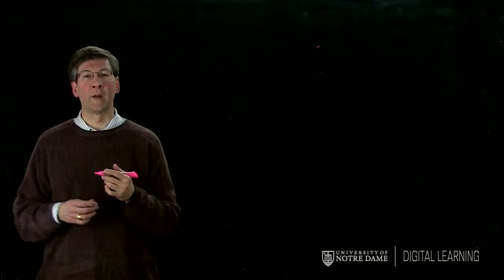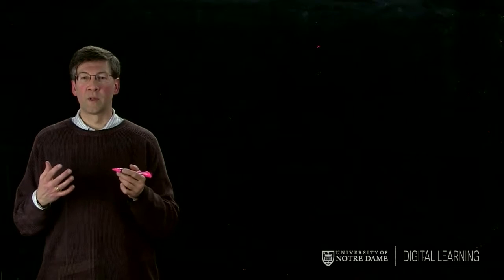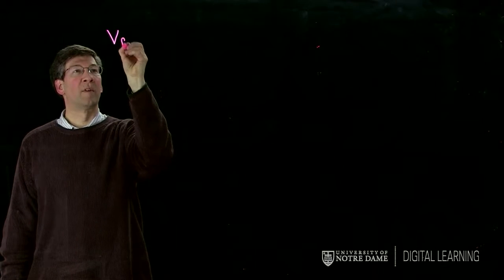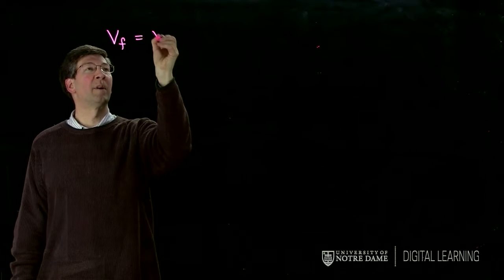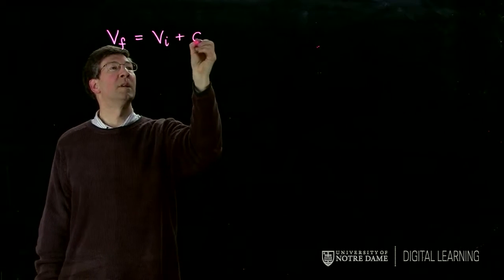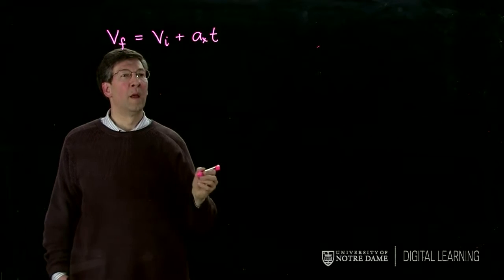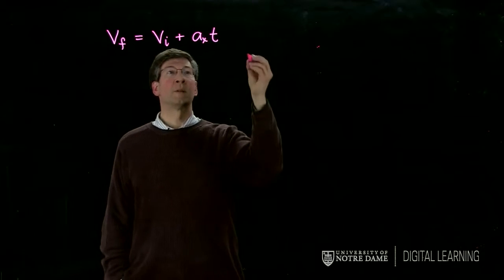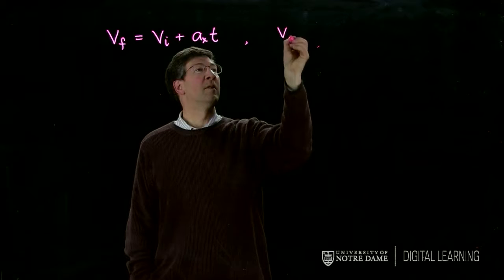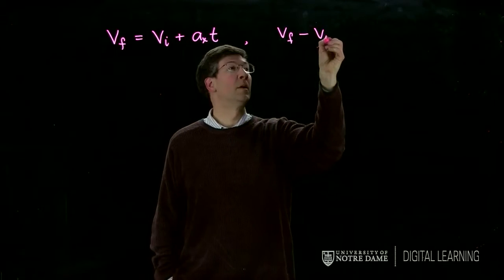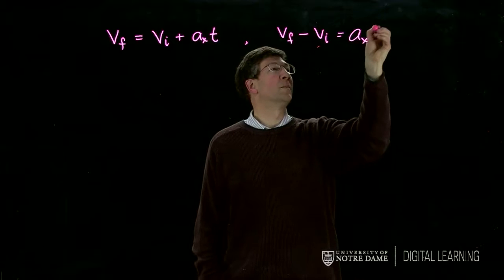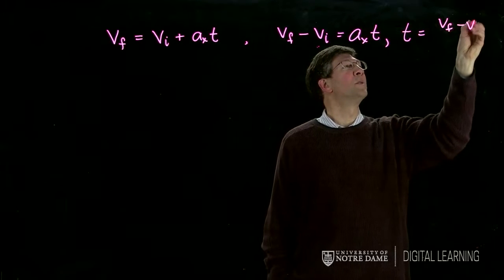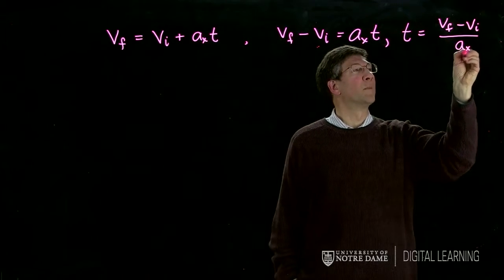So there's a final kinematic equation that we can derive using the results that we just did. We can use our equation for the velocity as a function of time: v final is equal to v initial plus the acceleration times time. Instead of solving for anything else, we can solve for time. So v final minus v initial is equal to the acceleration times time, and then time is equal to v final minus v initial divided by the acceleration.